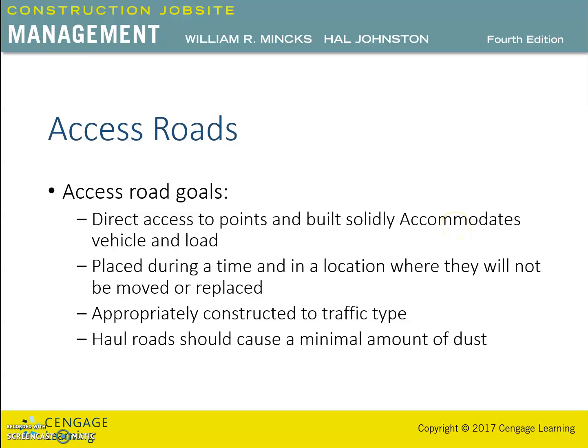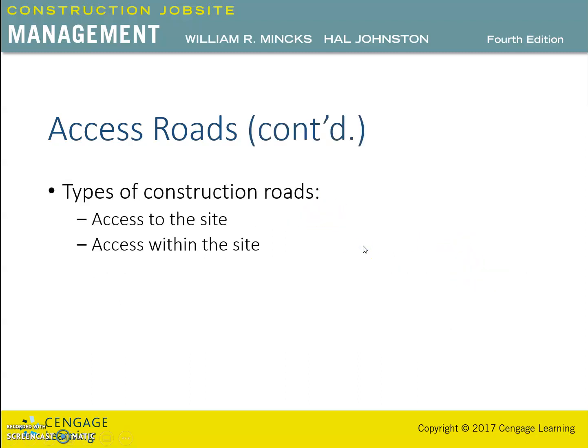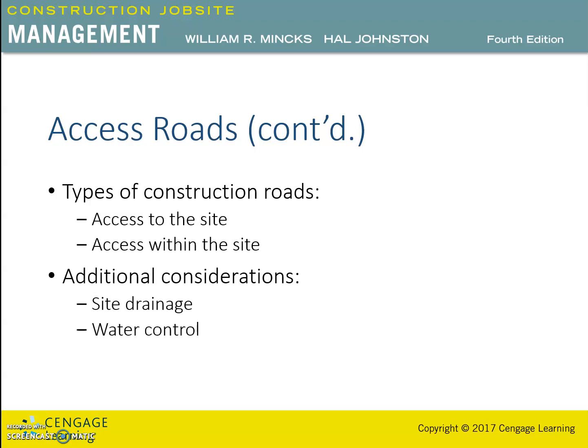So there are two basic types of construction roads: access to and access within the construction site. Both road types affect the job site's operations. So both types of roads also have some distinctions, as we can see now. The access to the site and the access within the site. And then there can be some additional considerations.